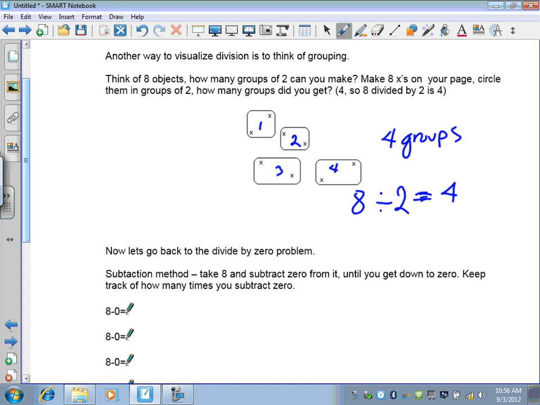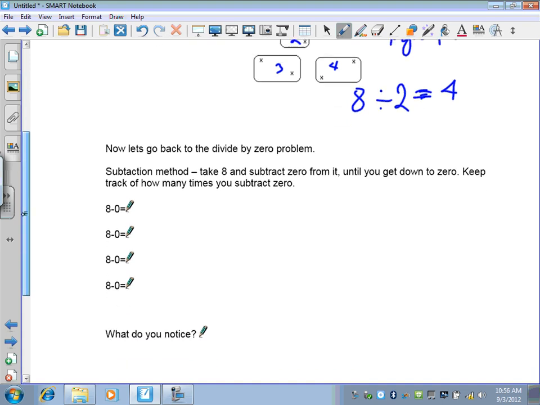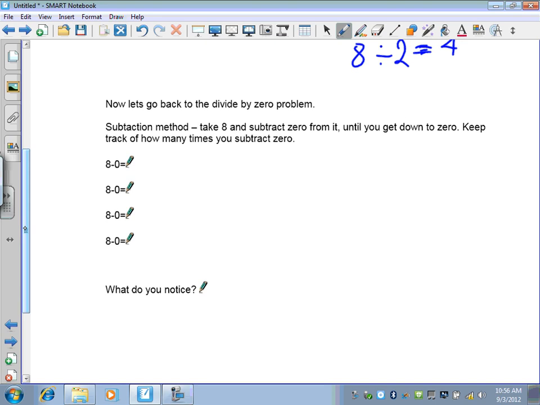Now, let's go back to the divide by 0 issue. If we do a subtraction like we did before and keep track of how many times we did it, look what happens. I'm going to take 8 and subtract 0 from it, and I'm going to get 8. But over here, my calculator is going to keep track of it. Then it's going to say, can I take 0 from 8 a second time? And of course, it's going to take 0 again.